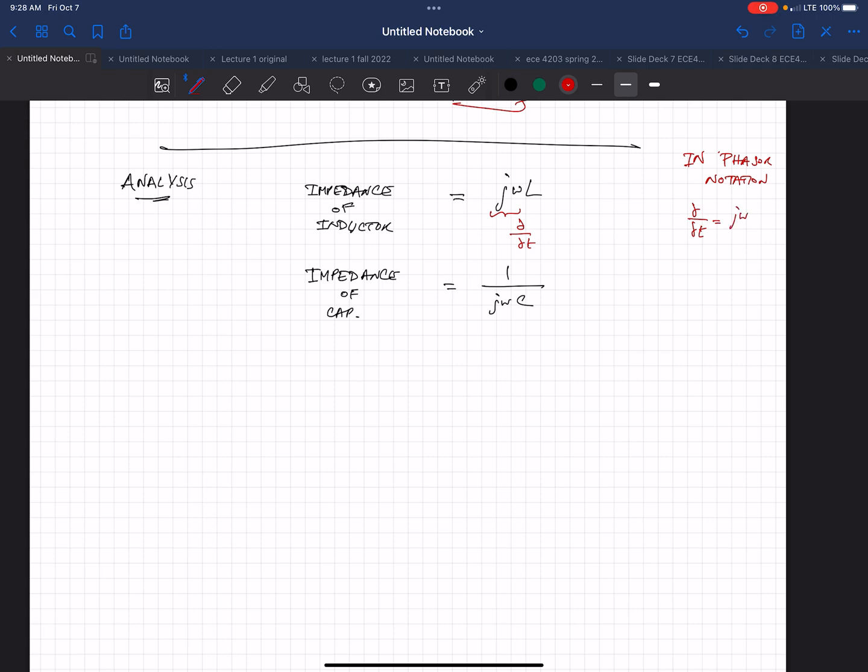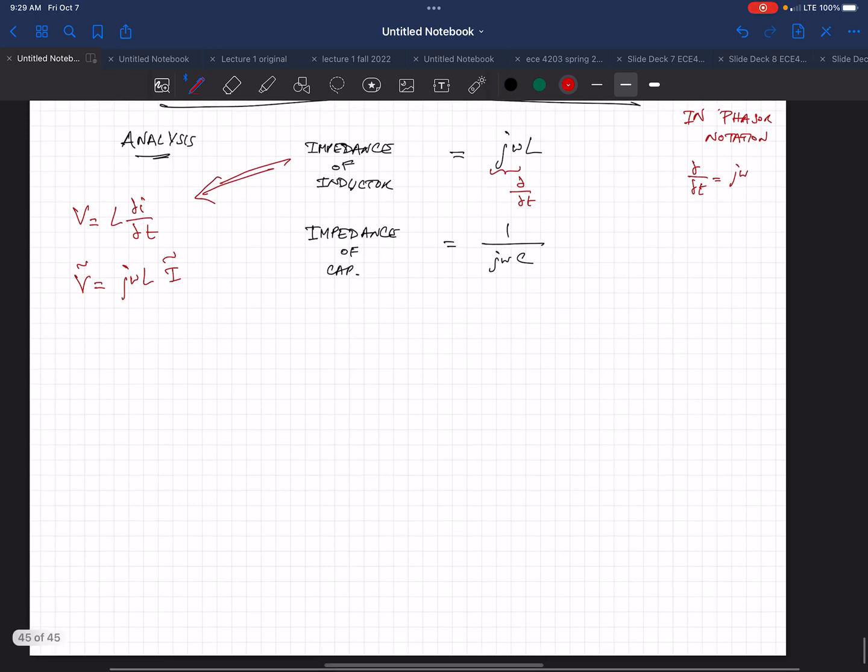So for example, looking at an inductor equation, V is equal to L di/dt. That's a basic equation for an inductor. In phasor space, it just looks like V is equal to L j omega I, so j omega L times I in phasor space. That's sort of an advantage of phasor space, so we're going to use that as an advantage.